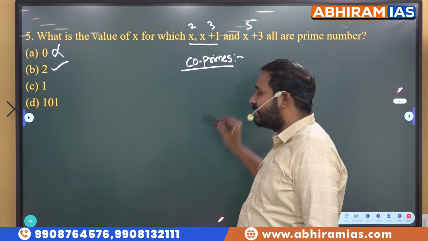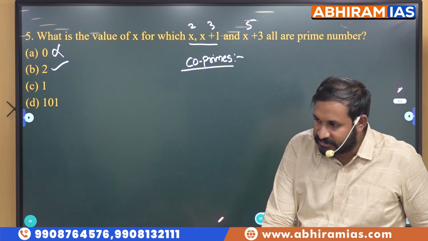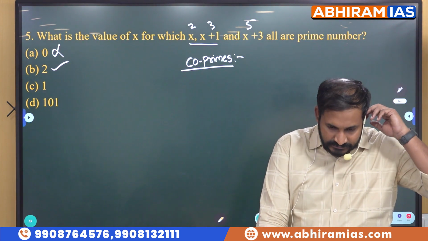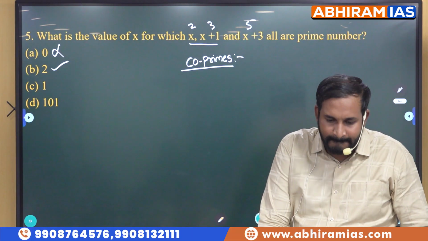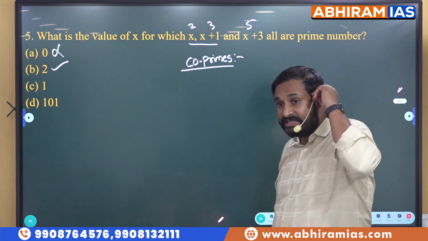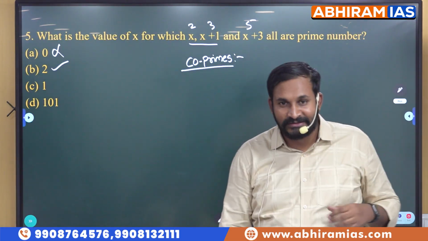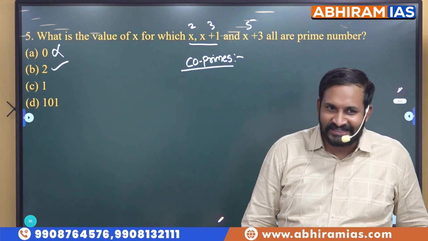Please write down a side heading as co-primes. Somewhere between them or there itself. Co-primes. Now tell me, which numbers are called co-primes? Adjacent numbers. Next.